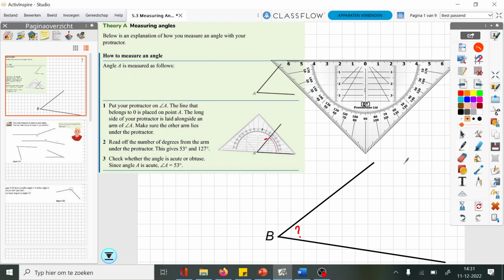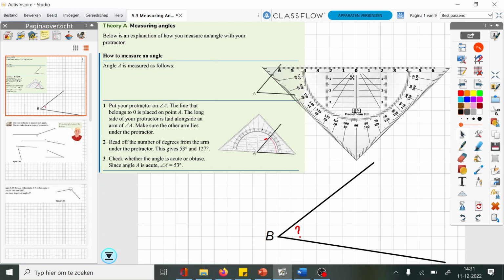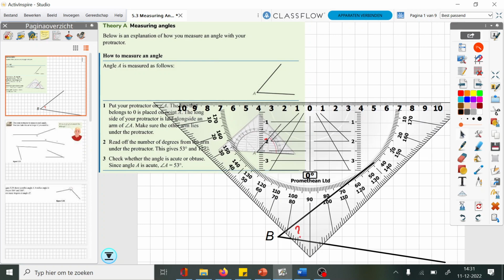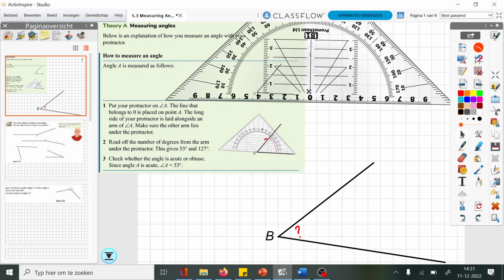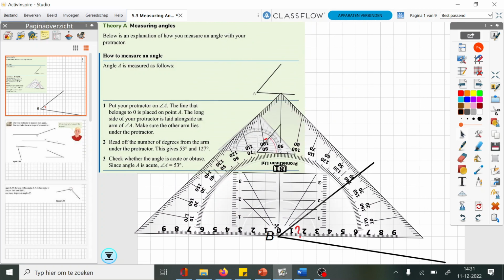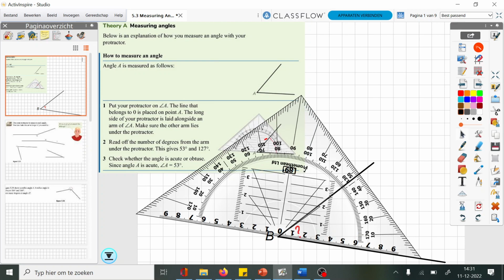So step A is taking your protractor. I'll make it a bit bigger so you can see it more clearly. You cannot do that, of course, with your own protractor. The first thing you should do is take your protractor and put the 0 on B, like this. But remember, this is not the only thing you should do. You should also align the sides with one of the legs. So you have to rotate it in such a way, like this, that your protractor has the same direction as this line. Otherwise, of course, you won't get the correct answer.